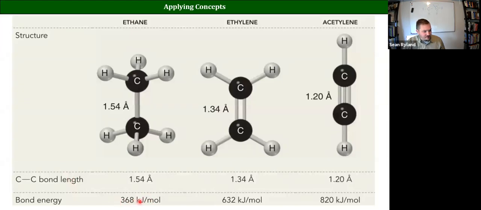And we do see that the bond energy between two carbons is 368 for a sigma bond. For a double bond, the total bond energy is 632. So less than double. And if we think of that double bond as a sigma bond and a pi bond, we can subtract out the 368 to get the energy of a pi bond. And the energy of the two pi bonds should be really close together because they're pretty close to the same.